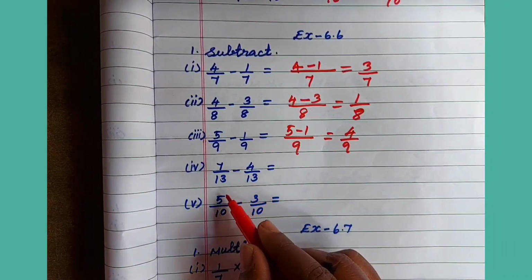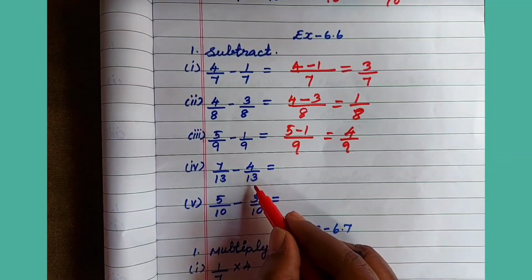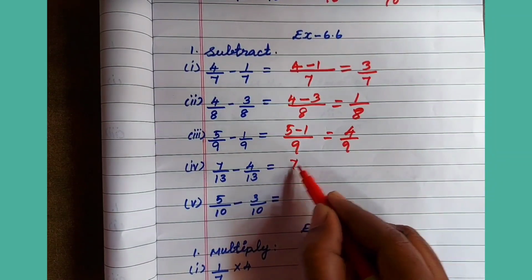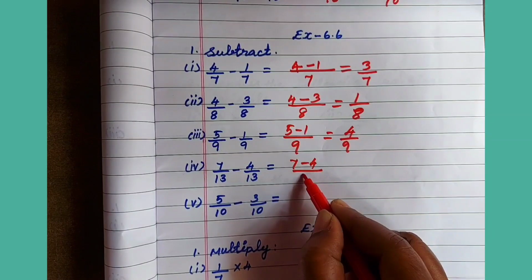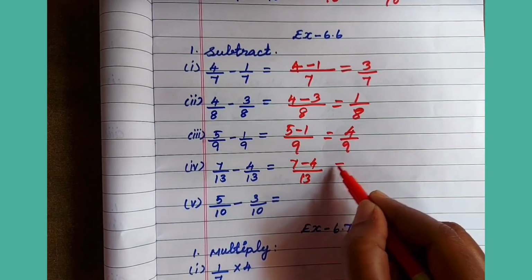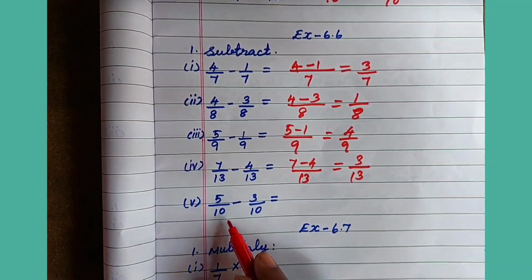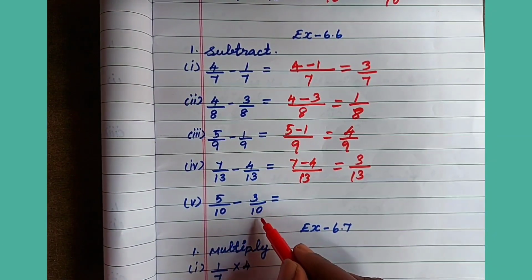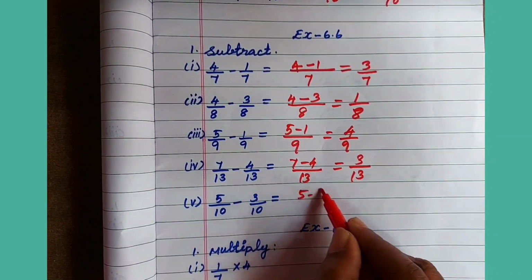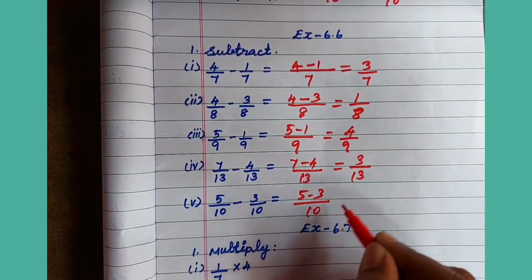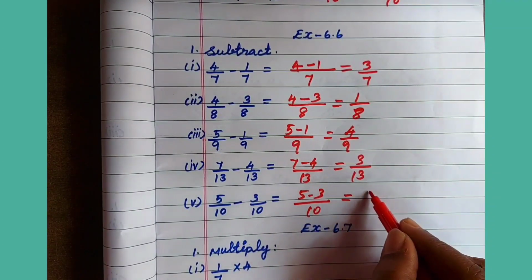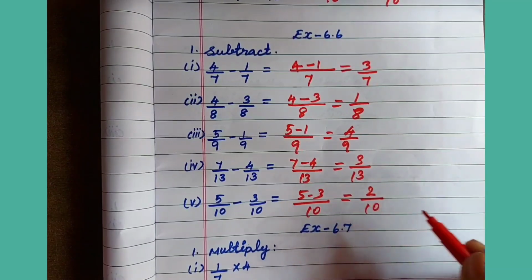Next, 7 divided by 13 minus 4 divided by 13. So we write 7 minus 4 divided by the common denominator 13. 7 minus 4 gets 3 divided by 13. Next, 5 divided by 10 minus 3 divided by 10. So we write 5 minus 3 divided by 10. So 5 minus 3 gets 2 divided by 10.